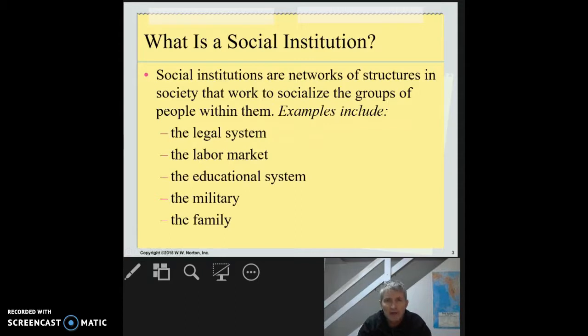Another big concept within the discipline of sociology is the social institution. You might ask yourself, what is a social institution? Well, social institutions, from a sociological perspective, are networks of structures in society that work to socialize the groups of people within them. Examples, of course, include the legal system, the labor market, the educational system, the military, and the family.